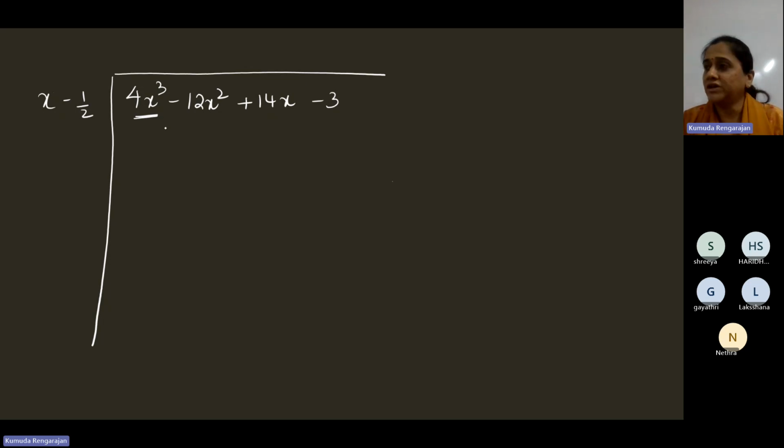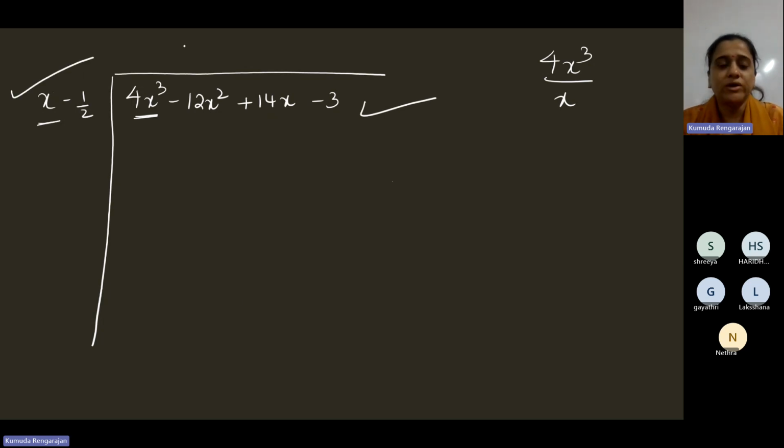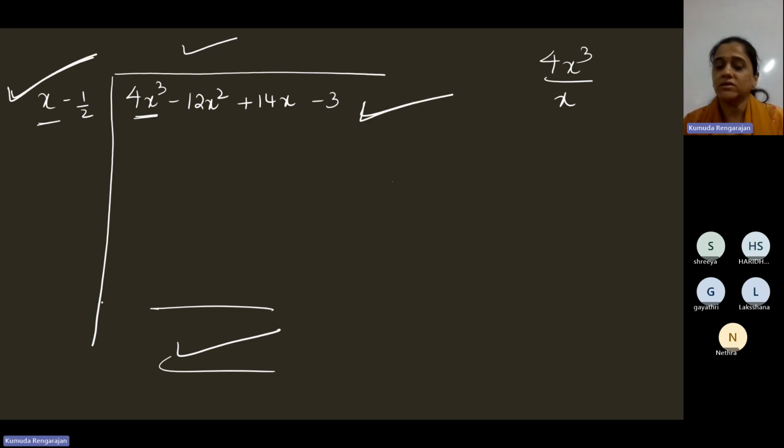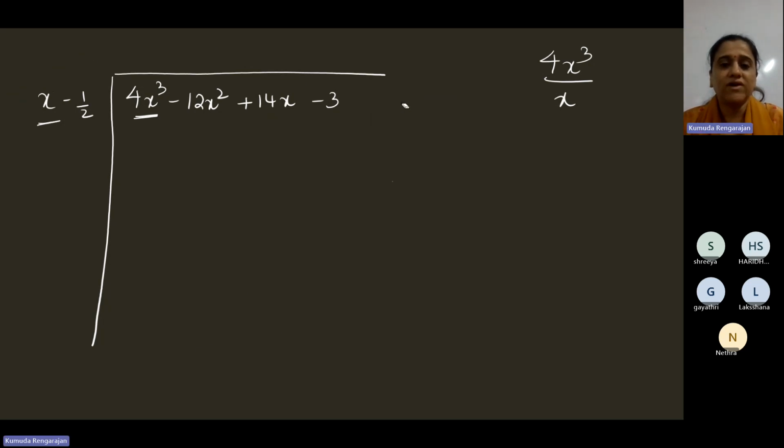First term of the dividend divided by the first term of the divisor. Do it in the rough column. 4x cubed divided by x. 4x cubed is the dividend. This is the divisor. What you get here is the quotient. What you will get here is the remainder. First term of the dividend divided by the first term of the divisor.